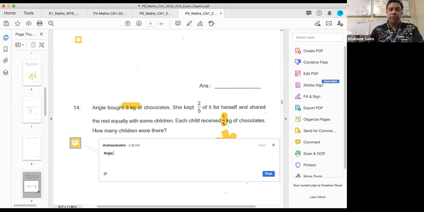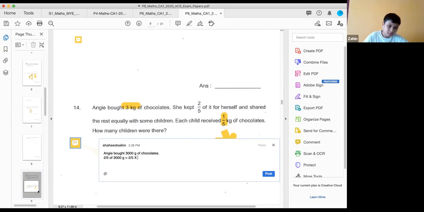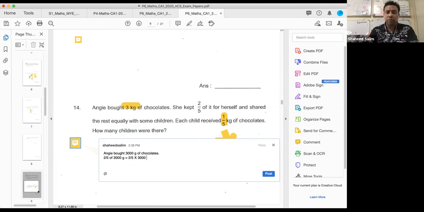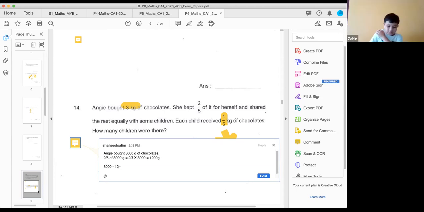So now NG, she bought 3,000 grams of chocolates. Then she kept 2/5 for herself. 2/5 of what? Of 3,000 grams. How much is this? You find out now, 2/5 of 3,000 equals 1,200 grams. So how many grams are left of chocolate? 1,800, because I take 3,000 minus 1,200. Good.